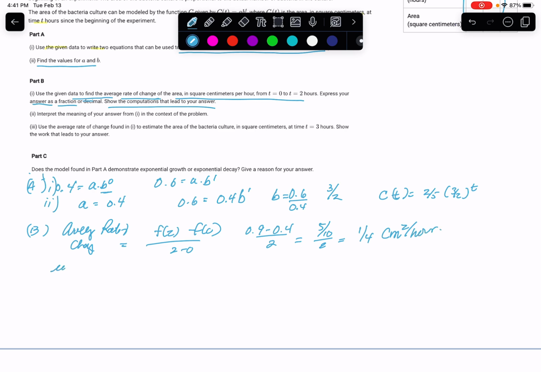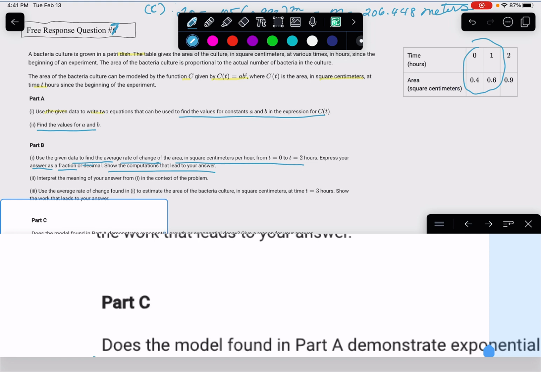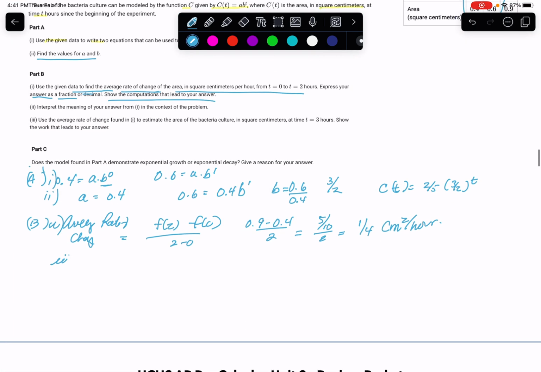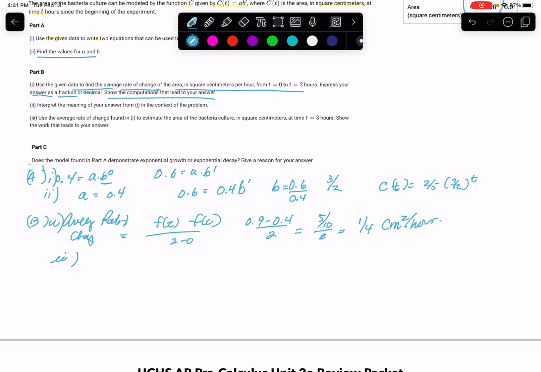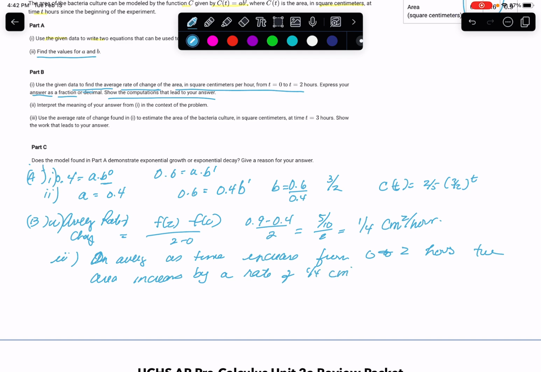So then to interpret the meaning, we would say on average, as time increases from 0 to 2 hours, the area increases by a rate of 1/4 centimeters squared per hour.